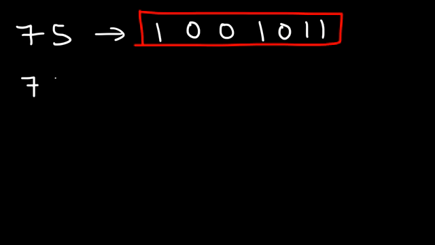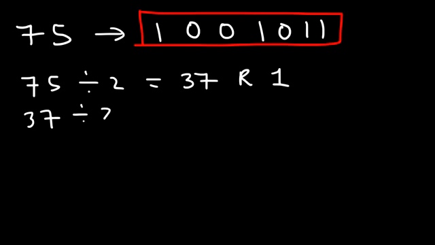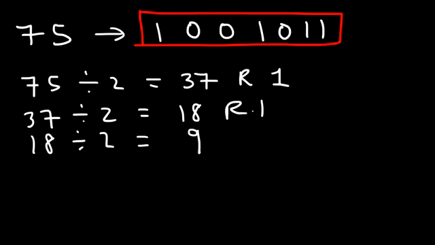So here's what we need to do. Start with 75 and divide it by 2. 75 divided by 2 is 37.5. So what this means is that it's 37 remainder 1. Now take the 37 and then divide that by 2. So 37 divided by 2 is 18.5. So that's 18 remainder 1. Then take the 18, divide that by 2. 18 divided by 2 is exactly 9 with no remainder, or remainder 0.